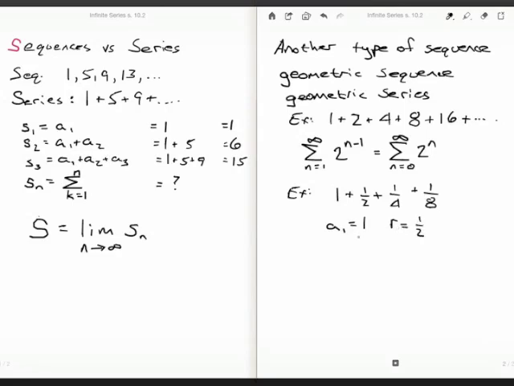All right. So that's a geometric series because instead of a common difference like there was over here, we're looking at a common ratio like there is here. So let's go to the next page and look at an interesting example.